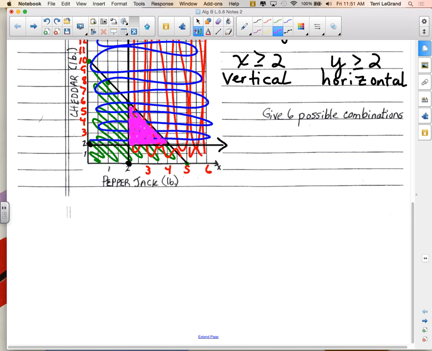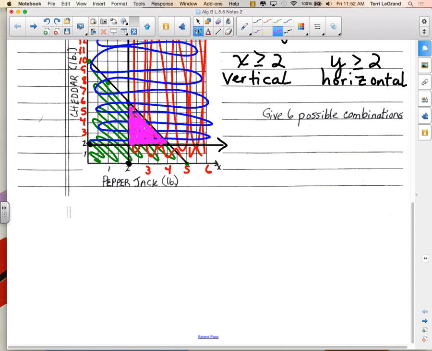So any point within that triangle is a solution, a combination of cheese you can buy. How about the sides that make up the triangle? Do the points on those sides count? Yes. All three sides? Yes. Why? Because they're all solid. Okay, now it says give 6 possible combinations.